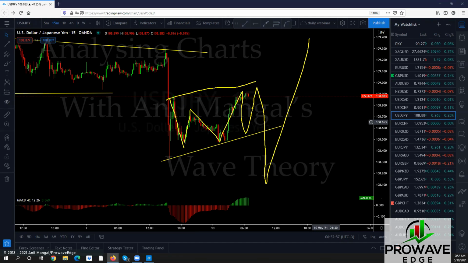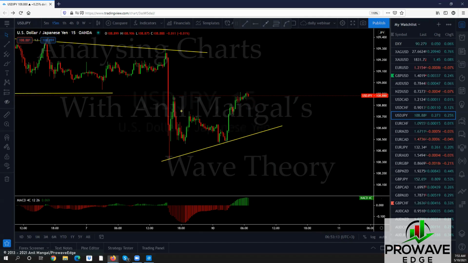Now you could also make an argument for, okay, this is 1. You get 1, 2, 3 here for a contracting flat. You get a little piece down to finish this one. This whole thing is a contracting flat, and now you're going back up, right? 1, 2, 3, and this just takes off. We don't have a buy setup here.